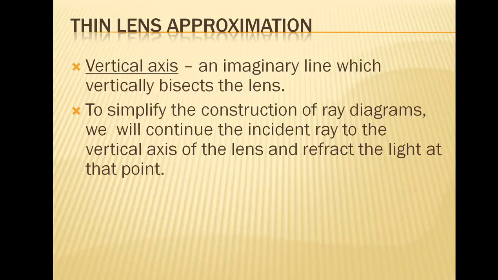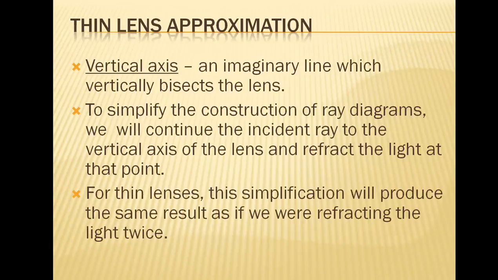That line right straight up the middle of the lens is called the vertical axis, and I'll show you that on a diagram in a couple slides here. So same result. So that's a nice approximation. You don't really need to know that term other than just to understand that we do that in this chapter.